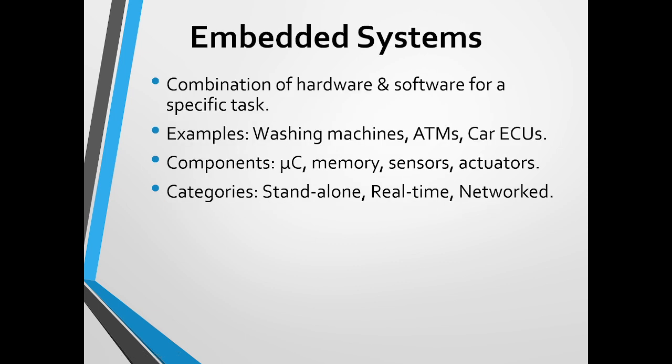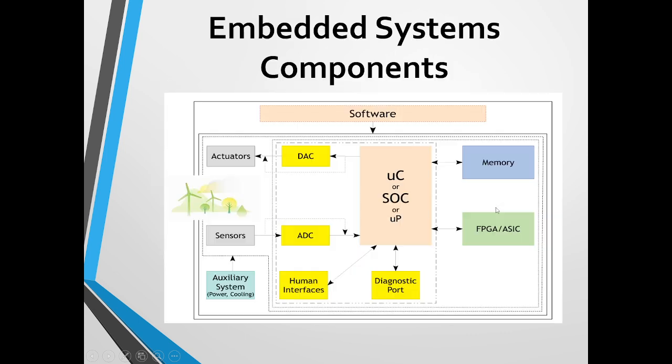So let's start with what exactly an embedded system is. It's a dedicated combination of hardware and software designed to perform a specific task. For example, washing machine, ATM, car ECUs, and the components of embedded systems are microcontroller, memory, sensors, actuators. Categories of embedded system are standalone, real-time, and network.